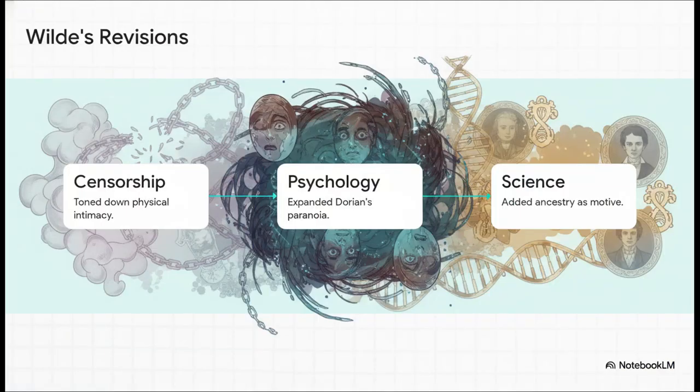Here is exactly what Wilde did to survive the censorship. Step 1, as we just saw, he toned down the physical intimacy and homoerotic undertones between the male characters. Step 2, he expanded on Dorian's psychological collapse and paranoia, which honestly made the book read more like a gothic psychological thriller. And step 3, he added entire chapters on Dorian's ancestry. Why? To give Dorian a scientific motive, like heredity and degeneracy, for his crimes, masking his dangerous autobiographical truths with medical determinism.